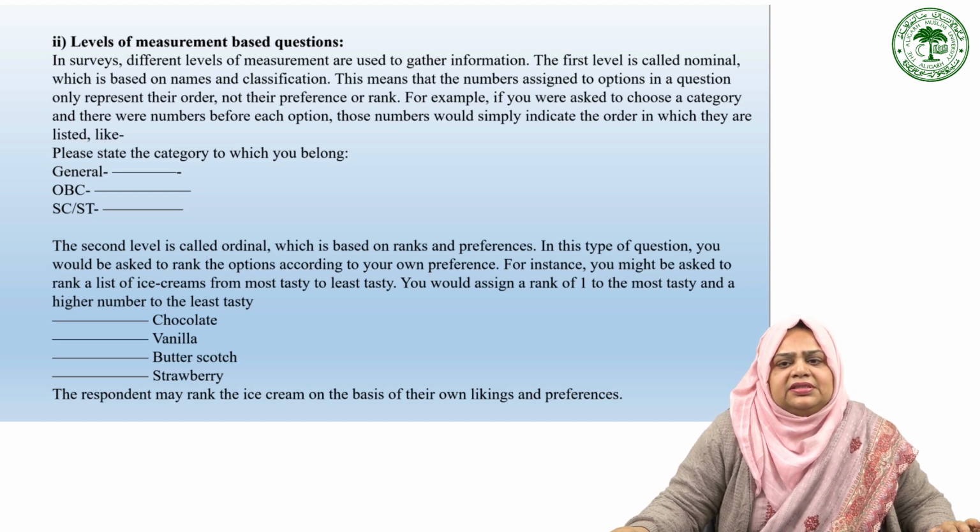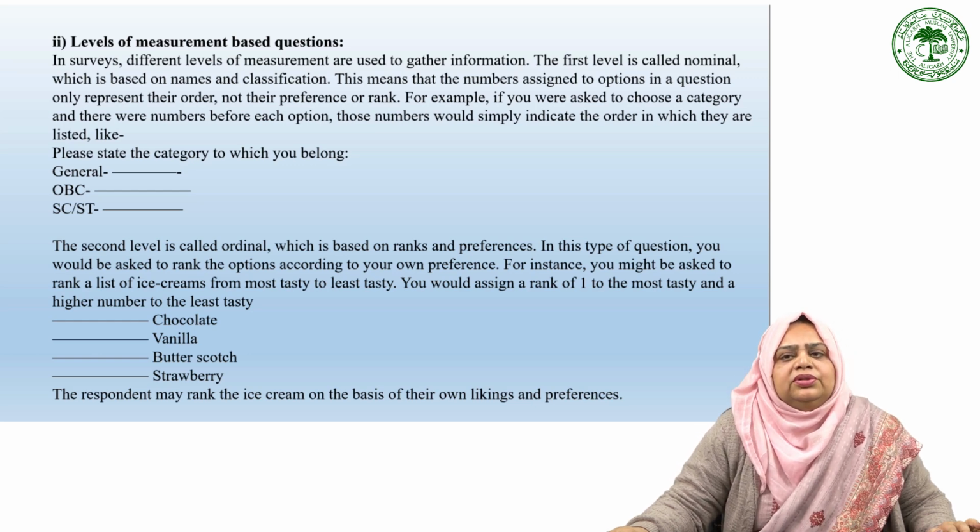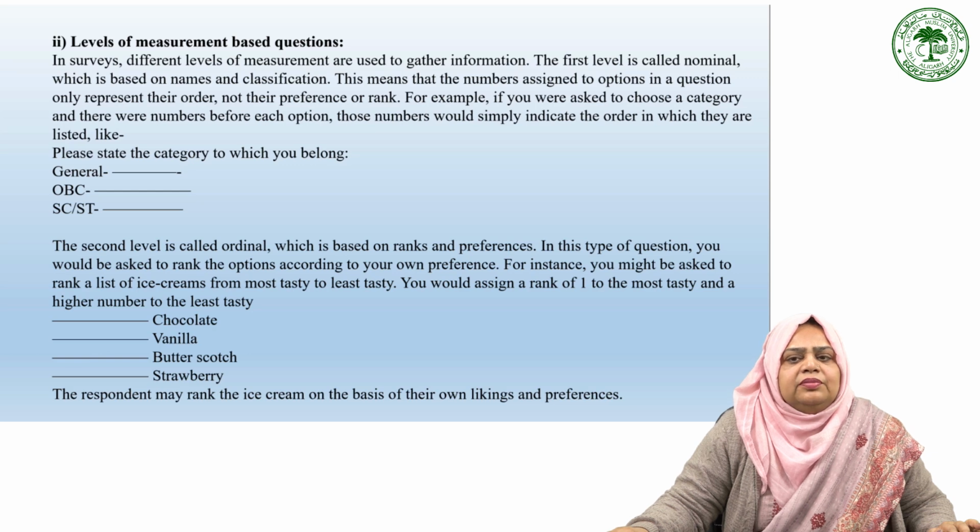The second level of measurement that is used in surveys is the ordinal level, which is based on ranks and preferences. In this type of question, respondents are asked to rank options based on their preference. For example, they might be asked to rank ice cream from most tasty to least tasty. The numbers assigned to each option in this case would reflect the ranking, showing which option is considered the most preferred and which is the least preferred.